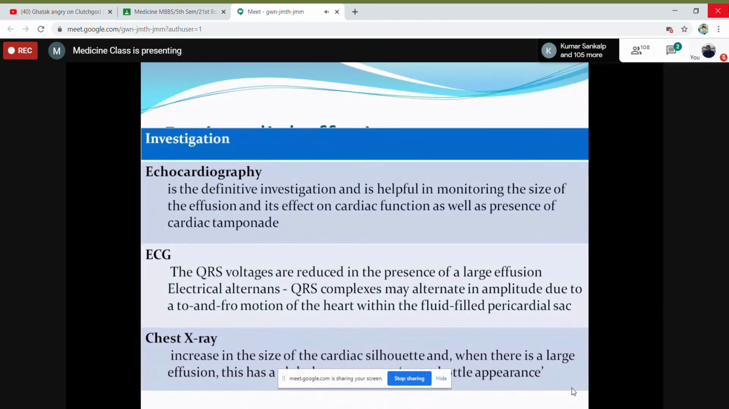The other investigation that we can do is echocardiography. It is the definitive investigation and is helpful in monitoring the size of the effusion and its effect on the cardiac function as well as presence of cardiac tamponade. The other thing we can do is chest X-ray, where we can see the increase in size of the cardiac silhouette. If there is large effusion, this is also called water bottle appearance.